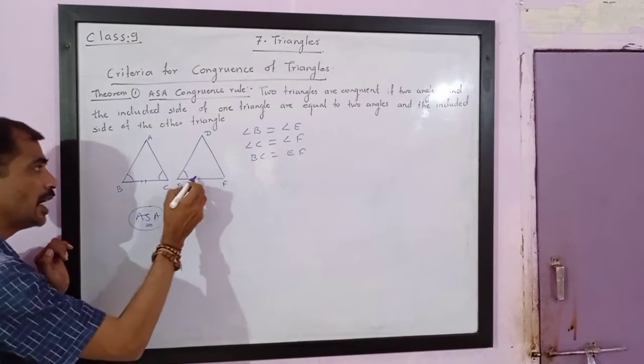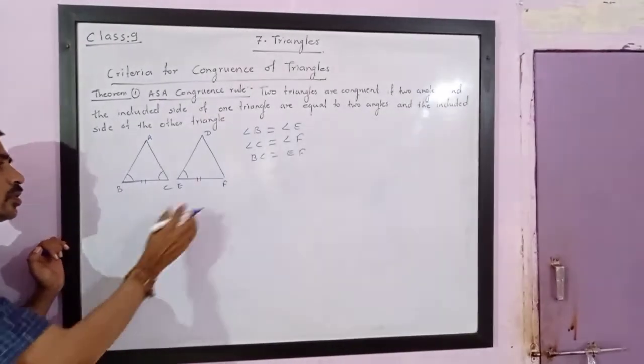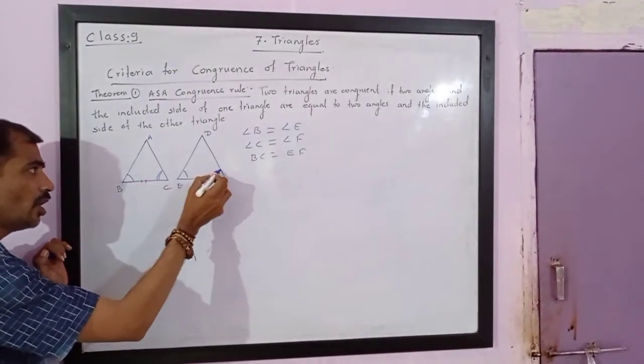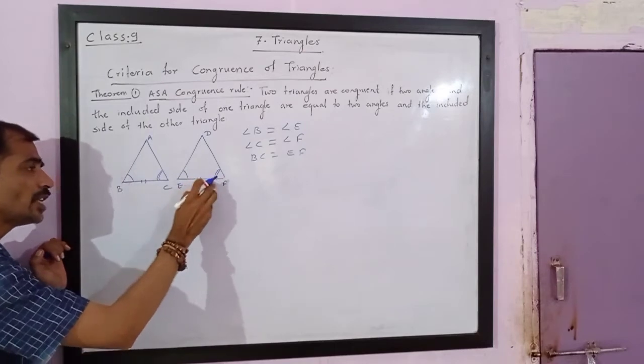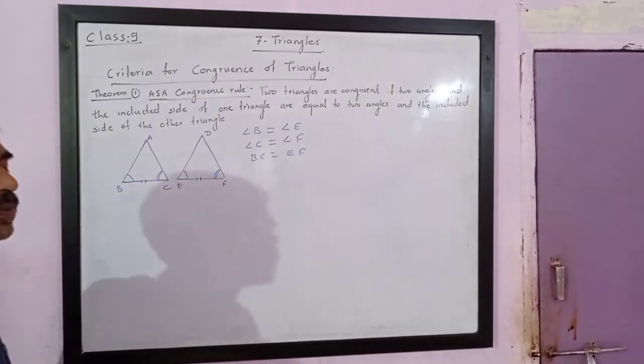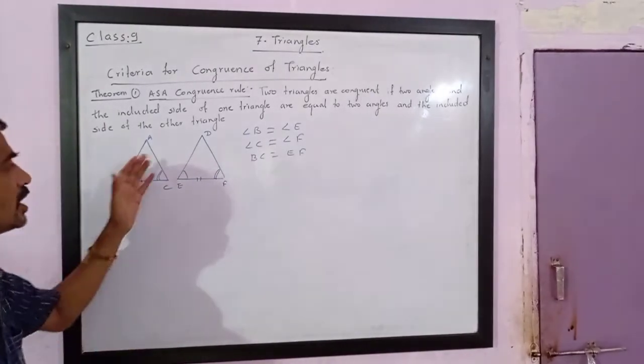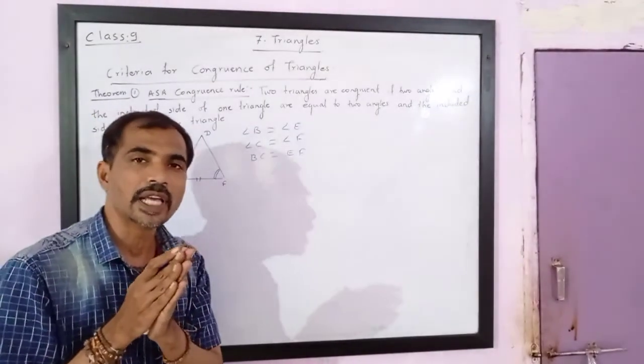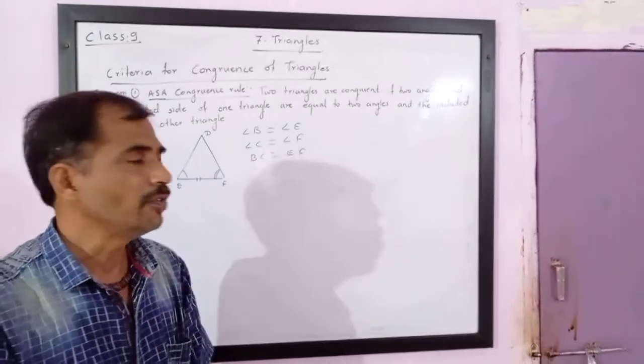So the included side is congruent to the included side of the other triangle. Then we have to prove that these two triangles must be congruent. That is, if these triangles are placed one above the other, they will exactly coincide with each other.